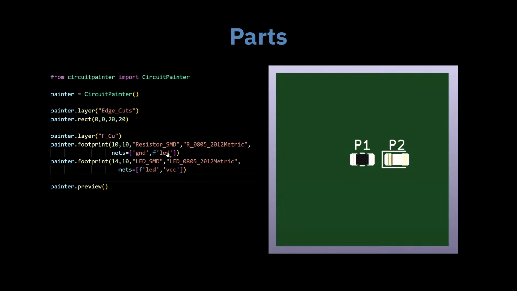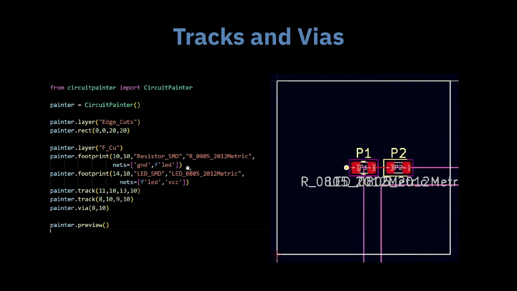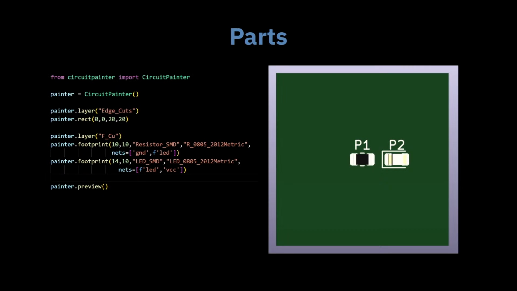So at the moment, the circuit painter isn't handling nets. So you have to tell it how you want to connect something. So in this case, I've got a resistor and an LED. And so I had to connect them with ground, and then I'm calling a net called LED, and then LED to VCC. And that's how they're connected. That's how they go down.